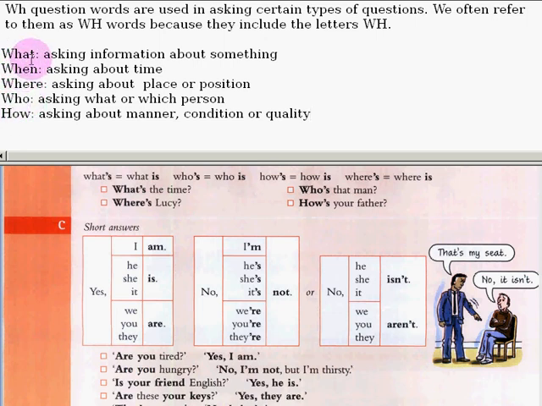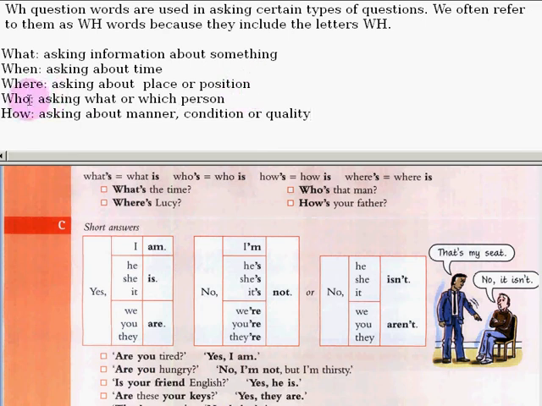Well, when do we use the question what? We use it when we are asking information about something. For example, what time is it? We use when we are asking about time. For example, when is the plane arriving? Now about where, we use it when we are asking about place or position. Where is Mr. Smith's house?